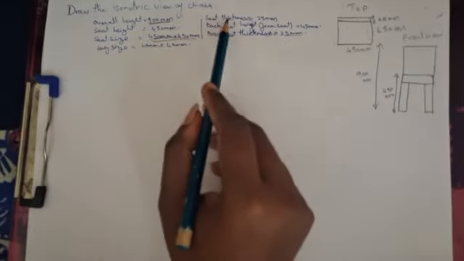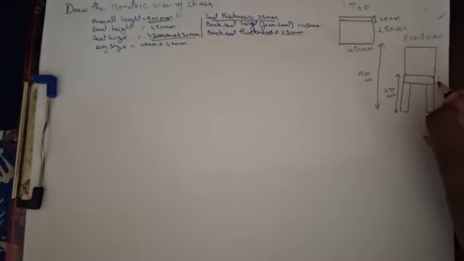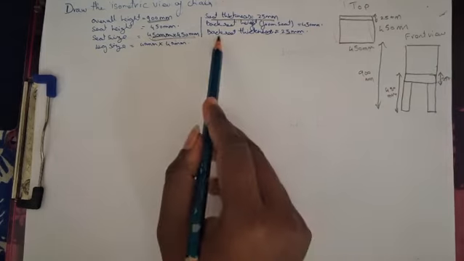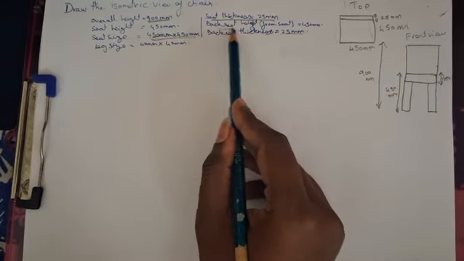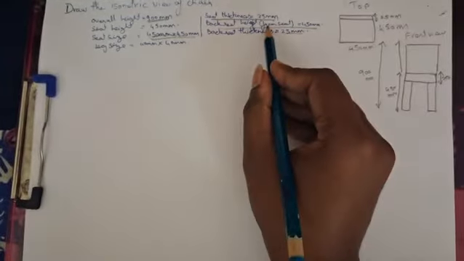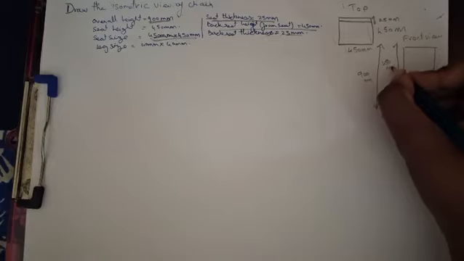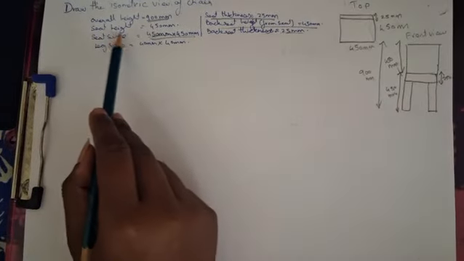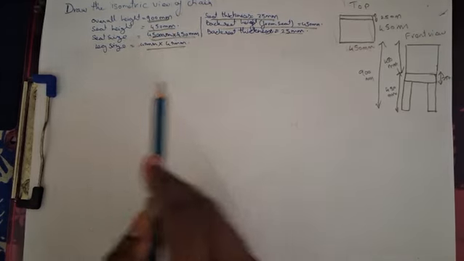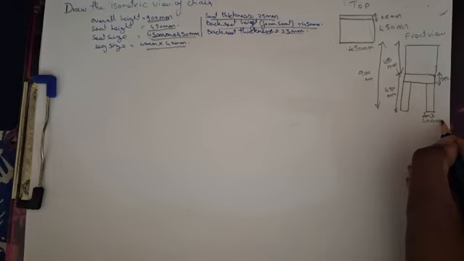They have also mentioned the thickness of the seater is 25 mm. The height of the backrest, they have mentioned from the seat, is 450 mm. And the thickness of the leg is 40 mm.